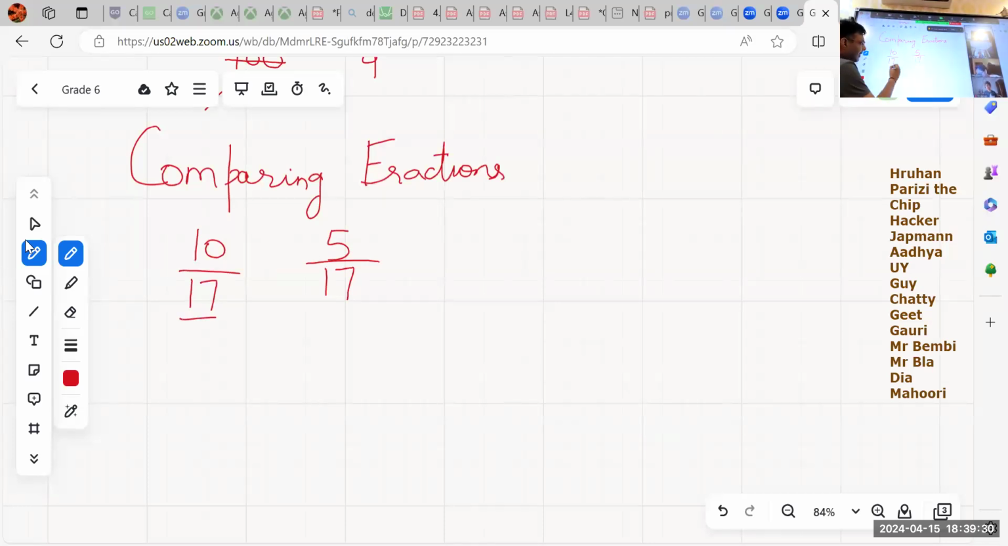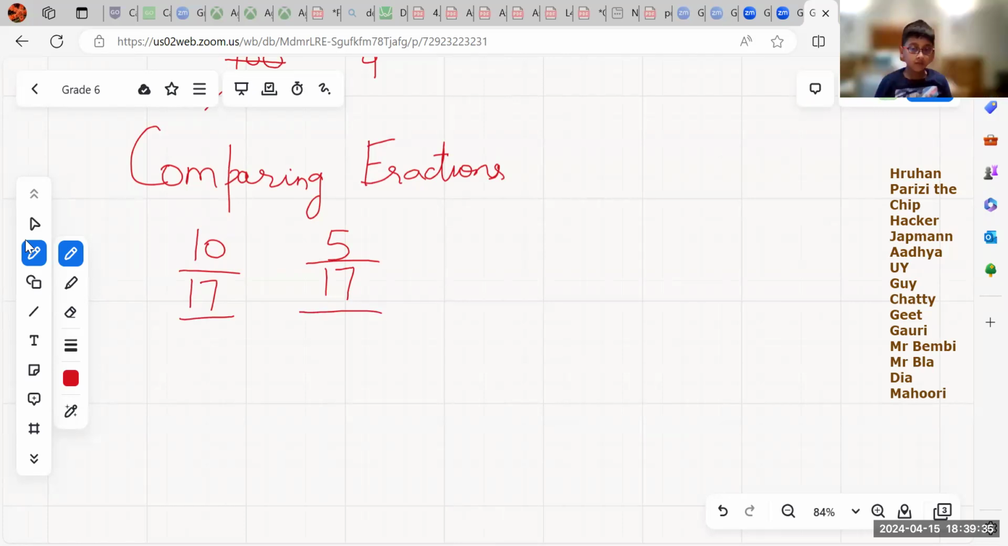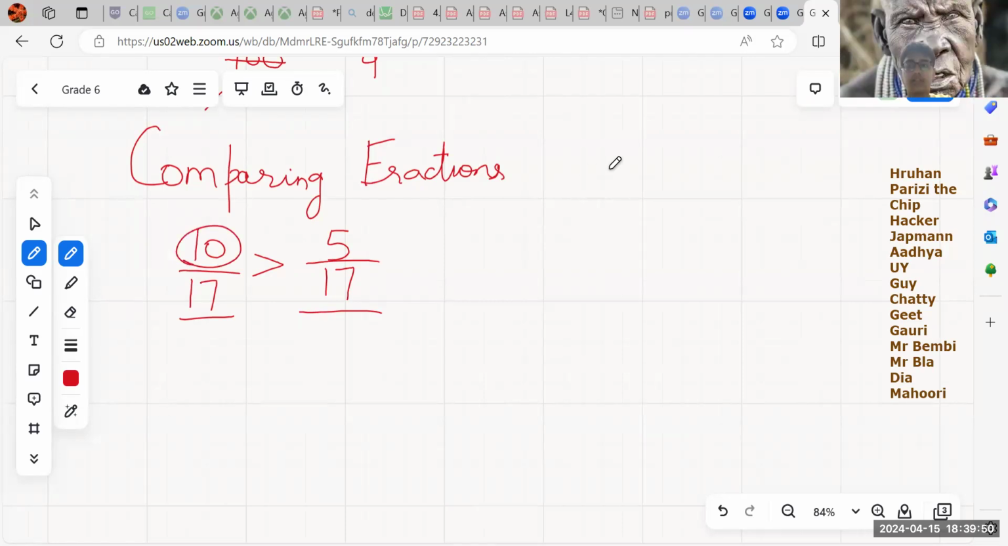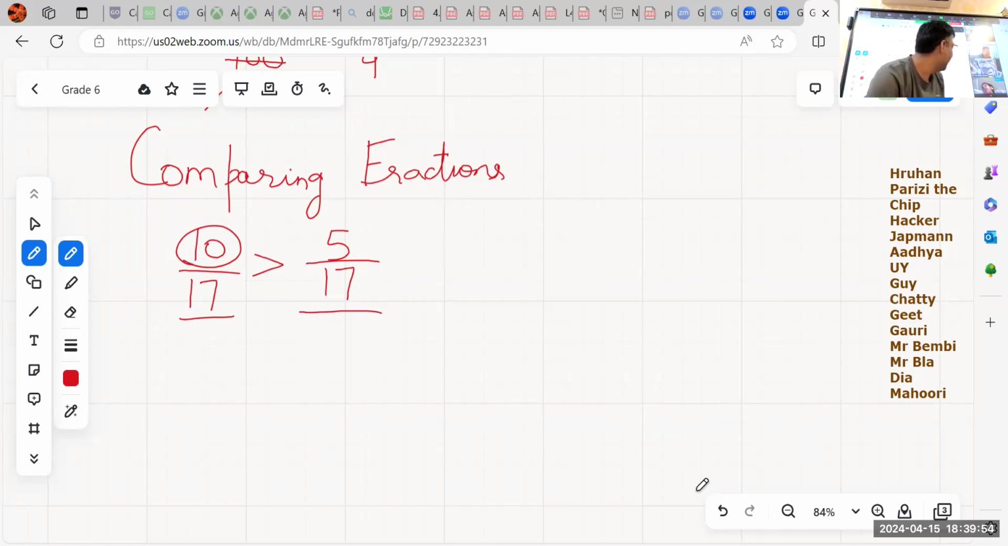So I have 10 by 17 and 5 by 17. Which one is greater? 10 by 17. Because they are like fractions, we can directly compare the numerator. 5 by 17, who said that? Sir, Chatty. Chatty? भूल गए आप बेटा? These are like fractions.